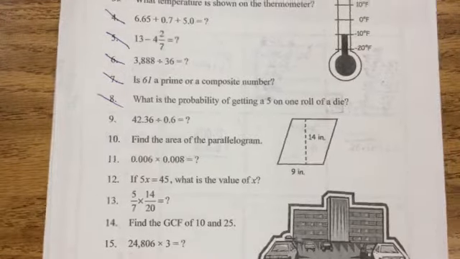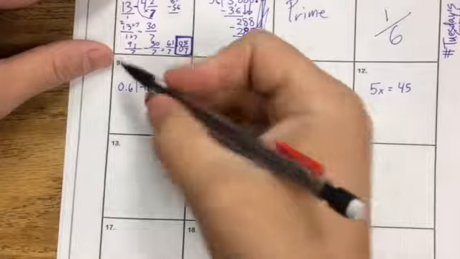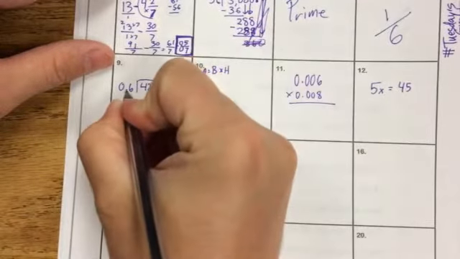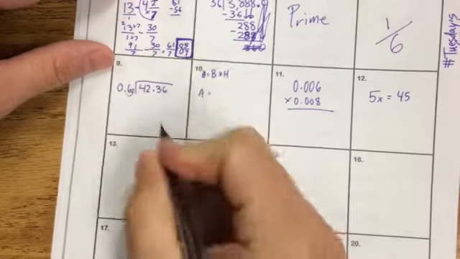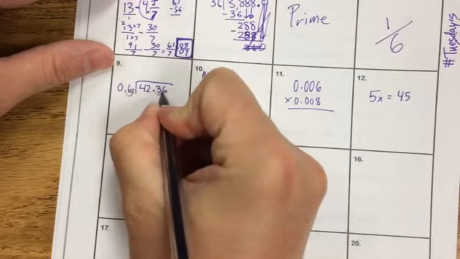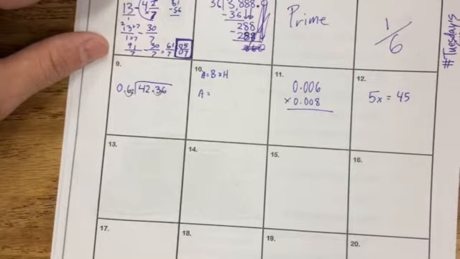All right, for problem number 9, we need to take a look at 42 and 36 hundredths divided by 6 tenths. Please remember that you cannot divide a decimal if it is on the outside of your division box. So I'm going to go ahead and move this decimal over one place, and that's going to become 6. I'm going to move this over one place, and that's going to become 423 and 6 tenths.